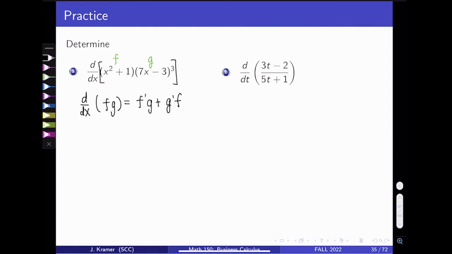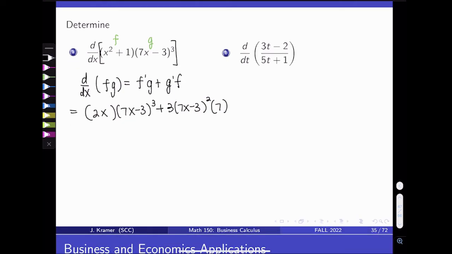So when we take the derivative of our function, the derivative of f, using the power rule, is 2x plus 0, and then times the original g function, plus the derivative of g, which will be 3 times 7x minus 3 squared, and then I'm going to put a product of 7 here. That's going to be the chain rule, which we haven't quite covered yet, but we will cover in a future section. So that would be the chain rule being applied there. Don't worry, that won't be in the homework for this section. And then we'll multiply it by the original f function, which was x squared plus 1.